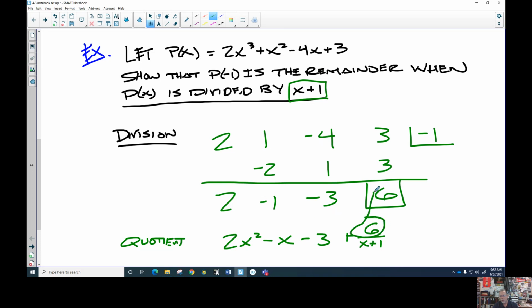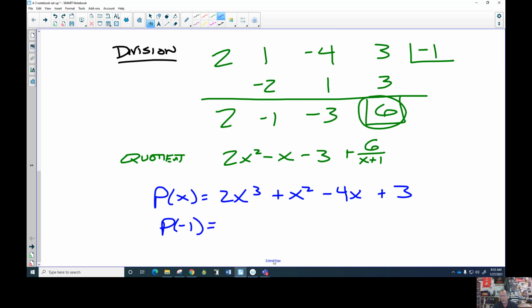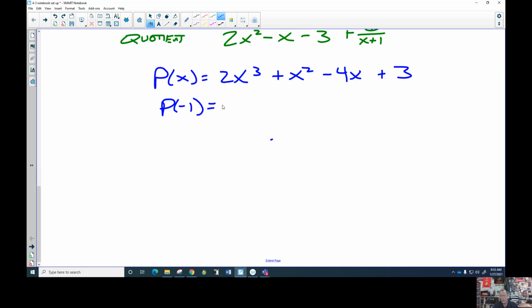So I want you to key in on this number, that remainder of 6. They asked us to divide by x plus 1, but they also said show that p of negative 1 is the remainder. So what they're saying is in the original function, which was 2x cubed plus x squared minus 4x plus 3, they want us to find p of negative 1. So to find p of negative 1, we plug in negative 1.